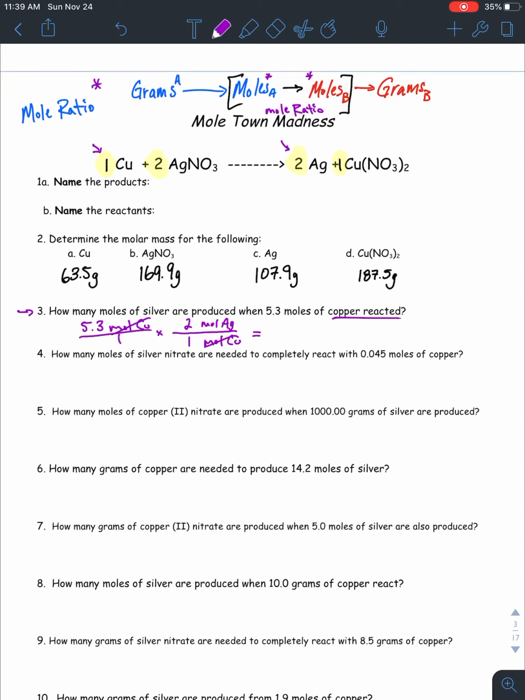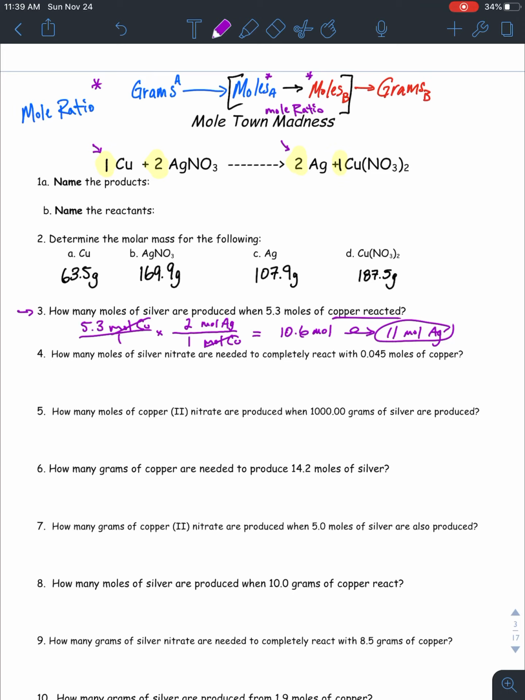So 5.3 times 2. Again, the 2 and the 1 for moles of silver and copper do not affect our significant figures. So in this case, we would get 10.6 moles of silver, but because of significant figures, we round up and get 11 moles of silver that is being produced. So that's how we do this.